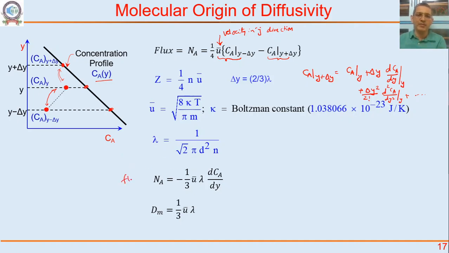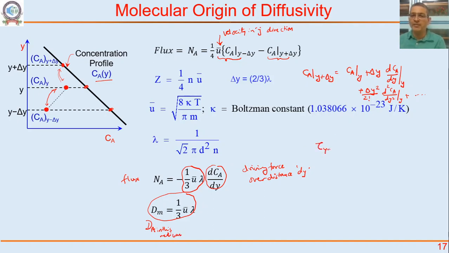This is nothing but the flux. This is nothing but our driving force over this distance y. This now becomes our diffusivity, the molecular diffusivity of A in this medium. I am writing it as D_m, but what I actually mean is the diffusivity of A in this medium, D_AB if you like, right?